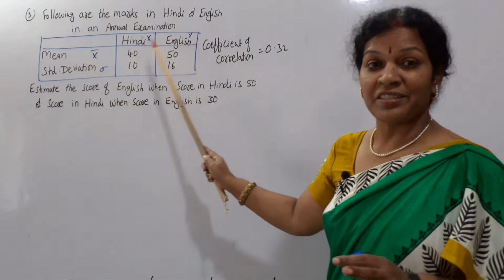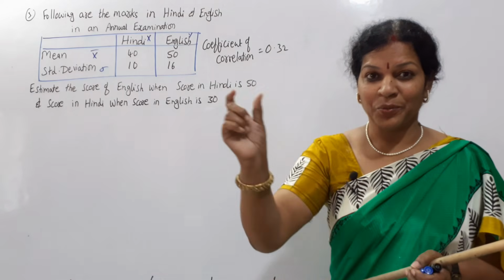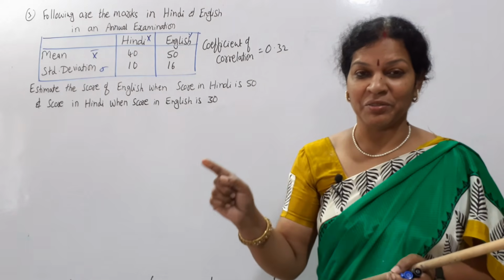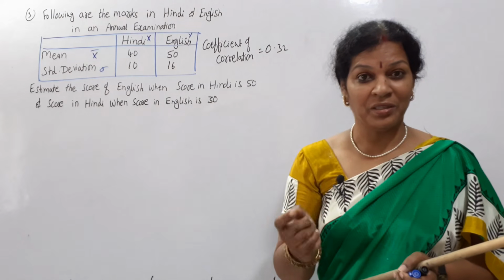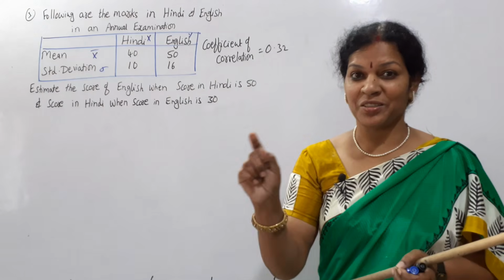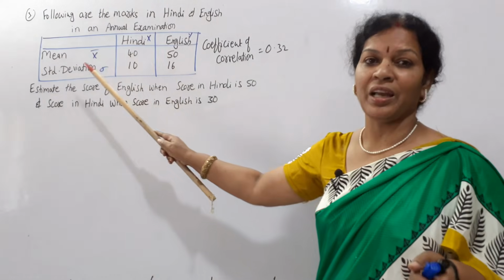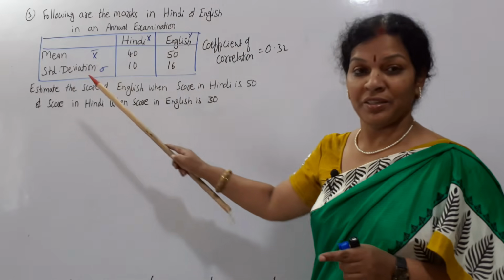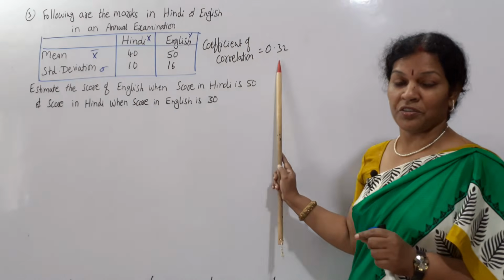But here X and Y. In the regression equation we used to do X, Y, dx, dx square, dy, dy square, dx into dy in the assumed mean method. In the actual mean method, small x square, small y square, then x into y we used to calculate. Now the average of x and the average of y, the standard deviation of x and of y are given, and also the coefficient of correlation.